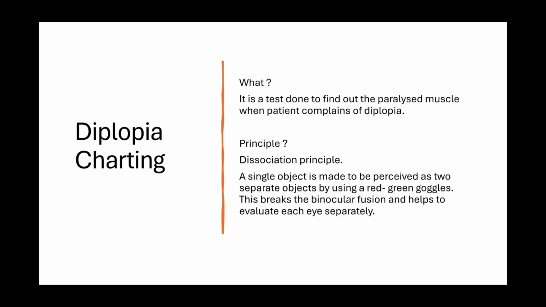Now, what is this diplopia charting? It is basically a test done to find out the paralyzed muscle when the patient complains of diplopia. What is the principle involved in diplopia charting? It is known as the dissociation principle. That is, a single object is made to be perceived as two separate objects by using red-green goggles. These red-green goggles break the binocular fusion and help us to evaluate each eye separately.